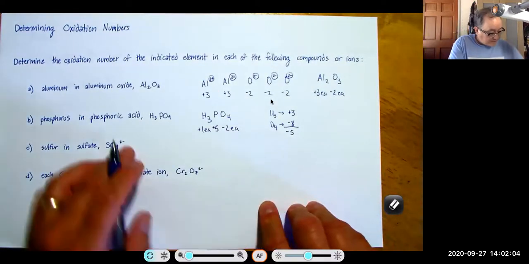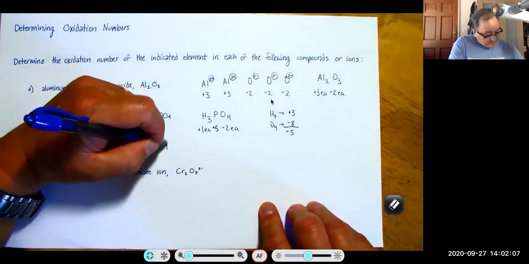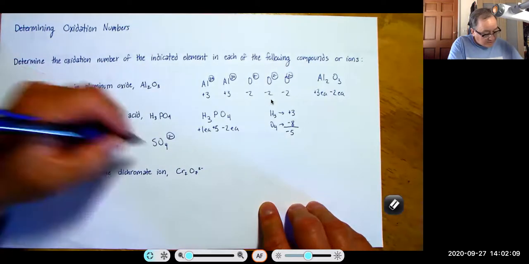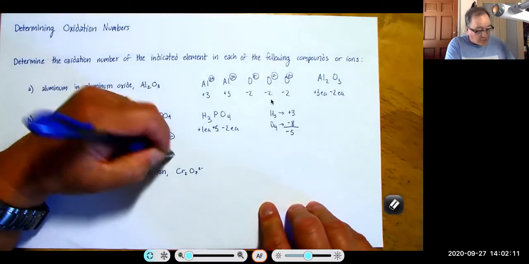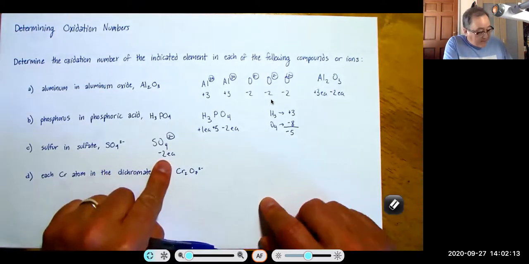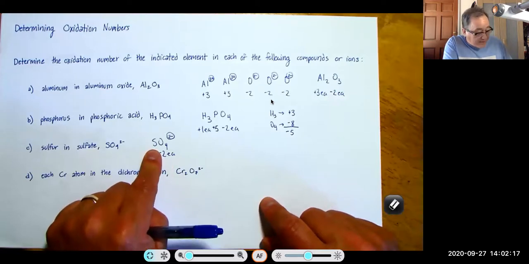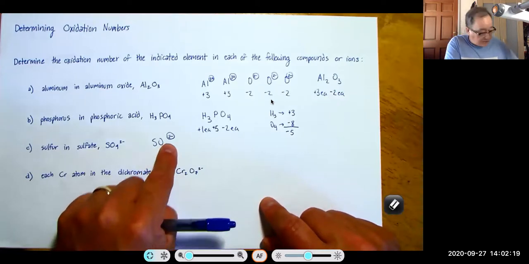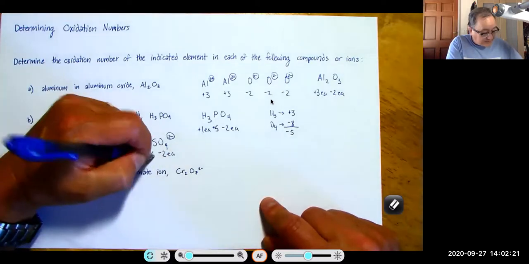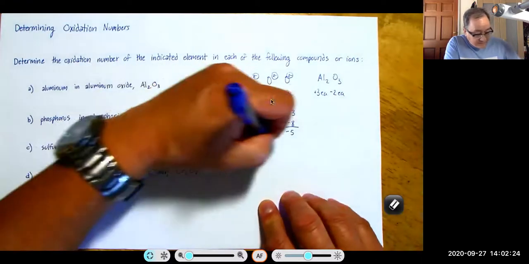Now, for the sulfate, -2 each, so that's a total of -8. And the oxidation number on sulfur has to be such that when you add it to the -8, it's got to be -2, so +6. And here I can check it by doing this.